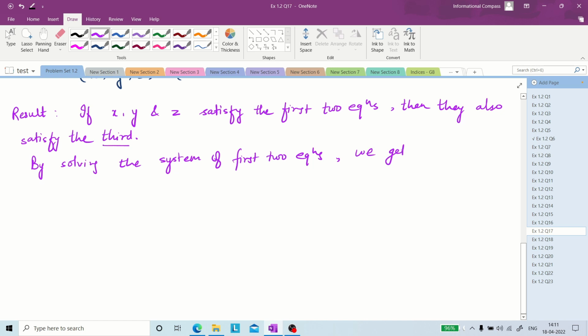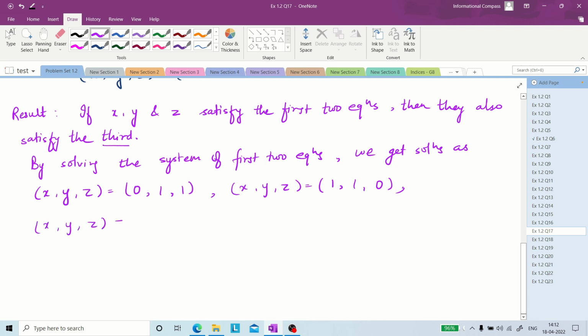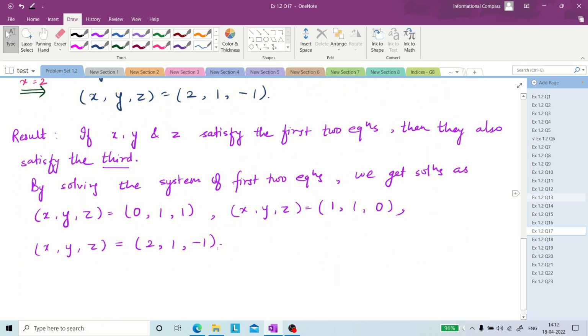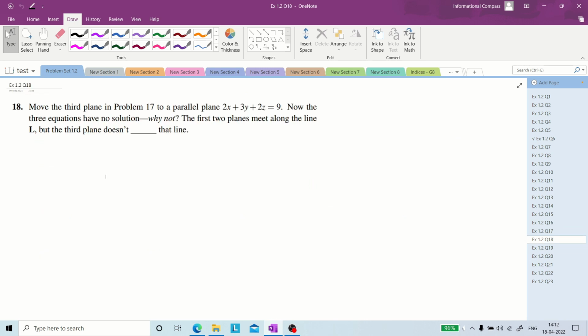we get the solutions as x, y, z equal to 0, 1, 1. x, y, z is equal to 1, 1, 0. And x, y, z is equal to 2, 1, minus 1. So this is the solution for question number 17. I hope you are clear with this. Any doubts? Okay. Moving on to question number 18.